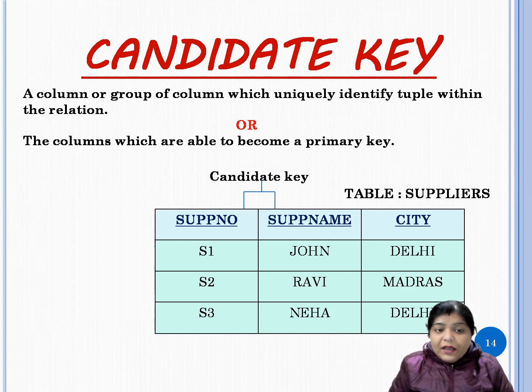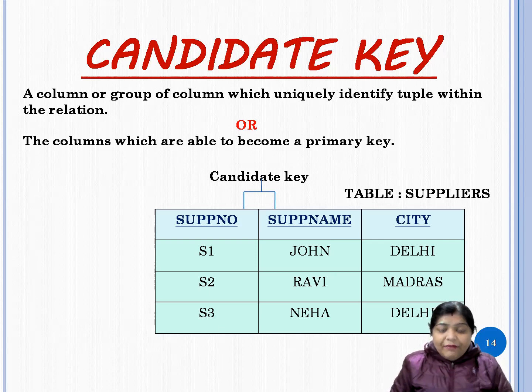So here supply number is a primary key, we know. If the supplier names are all different, we can make it, combined, a candidate key also. Because what is a candidate key? It is a column or a group of columns which uniquely identify the tuple, or the columns which are able to become a primary key. No doubt names can be different, but right now here we don't have any same ones. So we may treat it as a candidate key also.